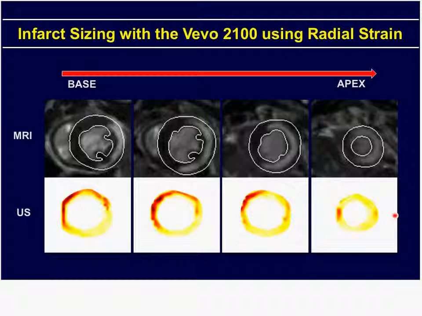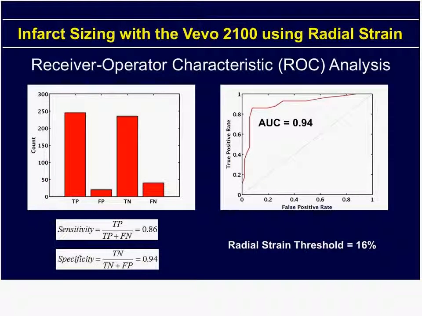There are a few examples. We have indicated the infarct is detected by the gadolinium being brighter, and one can see that quite evidently on the top row. On the second row, we have a map of radial strain as determined with the VO 2100, and you can see that radial strain, of course, is better in red in the viable tissue, and there's little or no strain in the infarct regions.